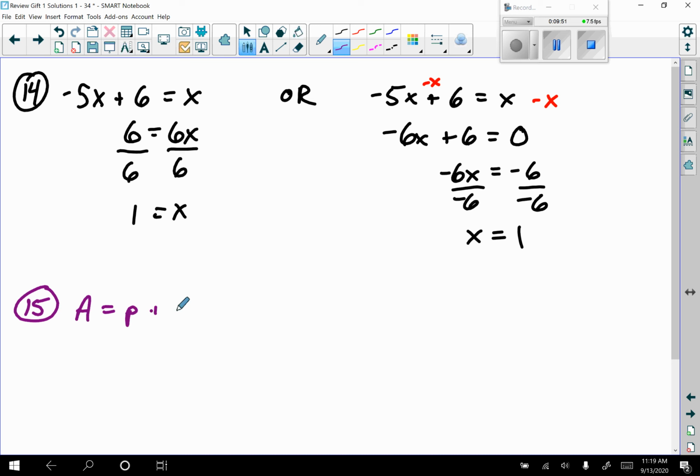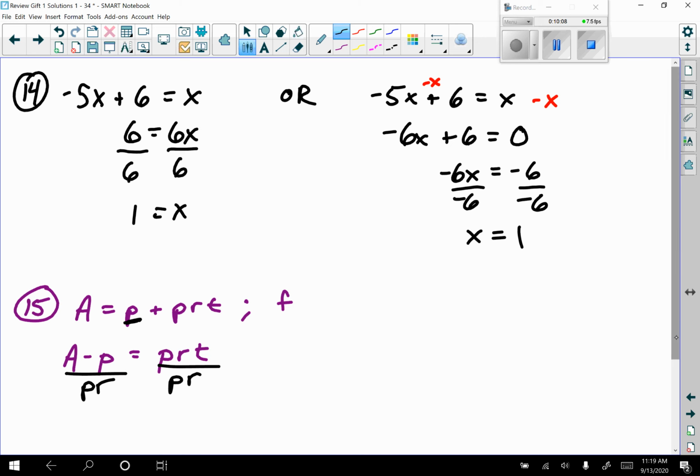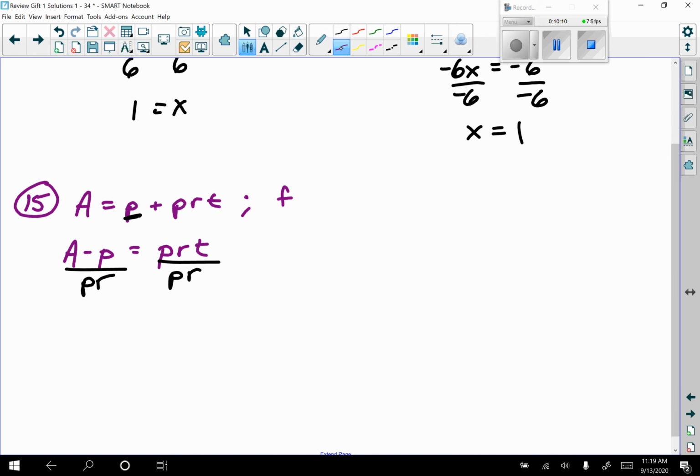So we have A is equal to P plus PRT, we want to solve for t. So what I first want to do is subtract this p from both sides. So this just becomes A minus P equals PRT. Now to get rid of that PR, that's all multiplying, so I could divide by PR. And that'll do it. I'll have A minus P all over PR equals T.